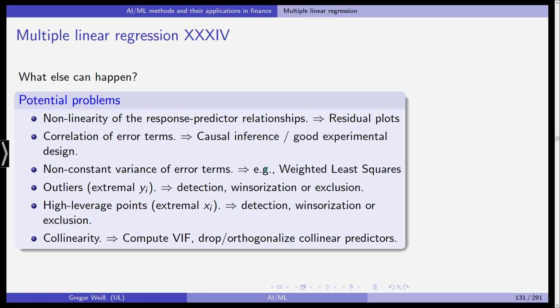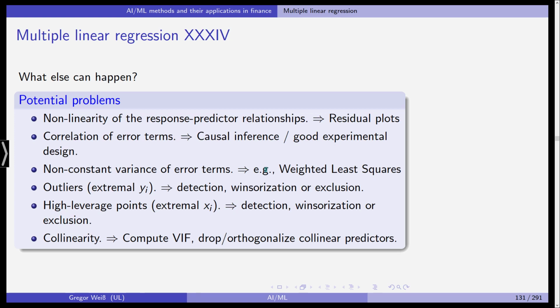Then we have outliers and high leverage points. Outliers meaning extremal values of our response variable, and high leverage points being extremal values of one predictor variable. What we can do is try to detect these outliers and high leverage points, and then, for example, use Winsorization or simply exclude these data points from our analysis, with all the problems that are attached to these methods.